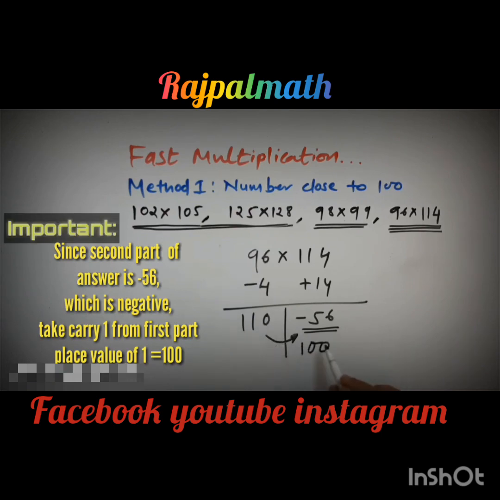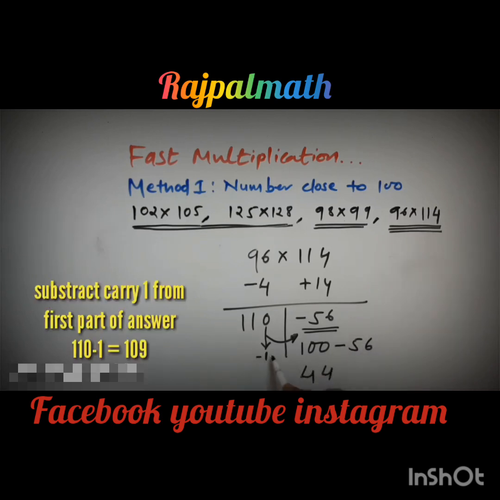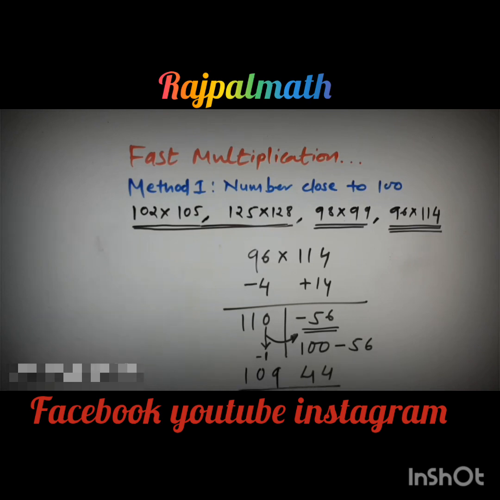It will have a value of 100, because this is a 100 place digit, so the value of this digit is 100. So this 1 is actually 100. So 100 minus 56 will become 44. And since I have carried this 1, I will reduce it from the first part, that is 110. So 110 minus 1 is 109. So 10944 is my answer.